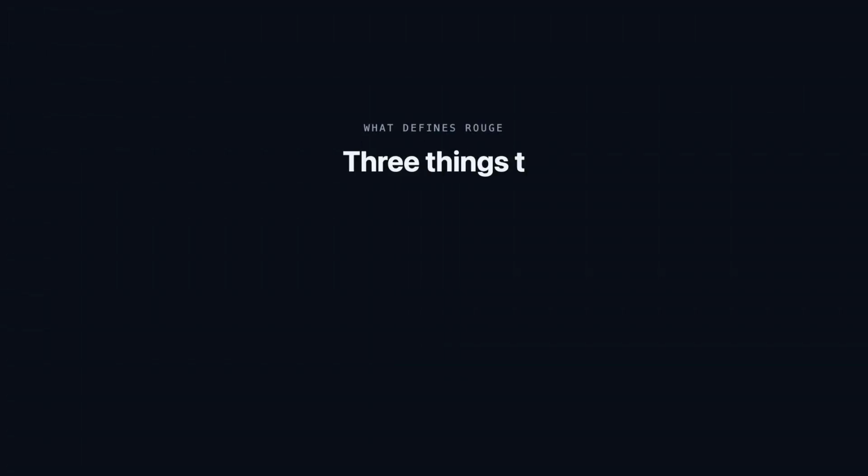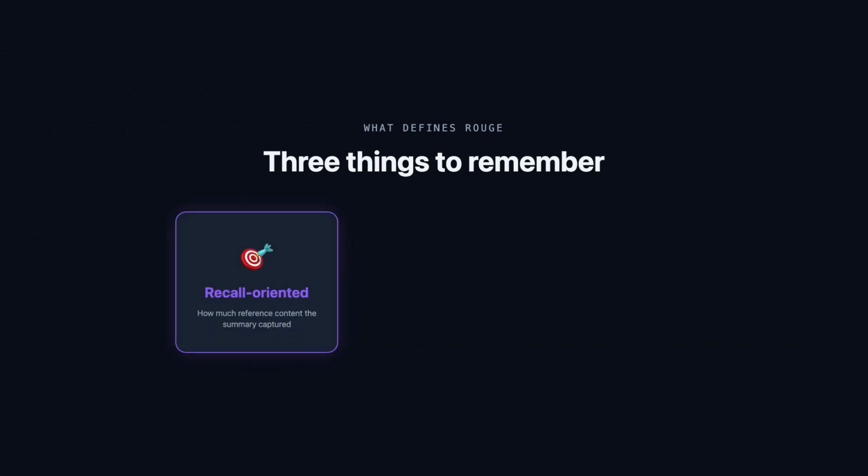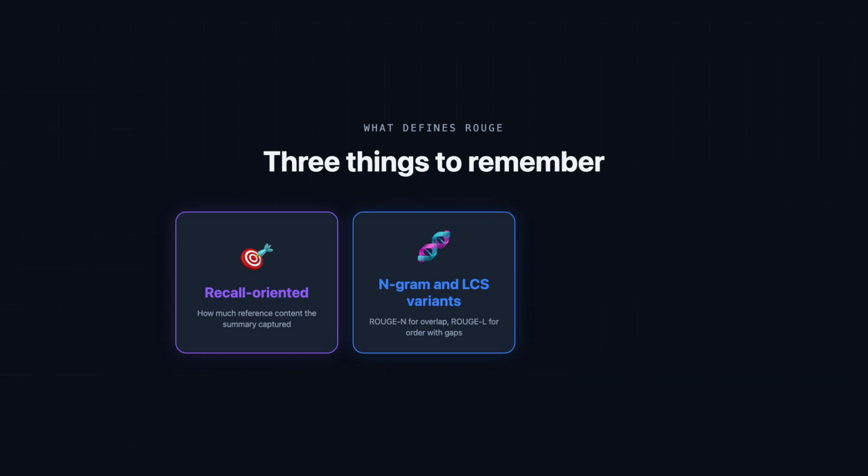So the ideas to carry away about Rouge really come down to this trio. Recall is the core idea, content overlap measured from the reference's side. Rouge asks how much of the reference summary's important content your output captured, because for summarization, missing the key points is the failure that matters most. The variants give you flexibility. Rouge N counts overlapping n-grams for surface matches, while Rouge L uses the longest common subsequence to reward the right words in the right order, even with gaps.